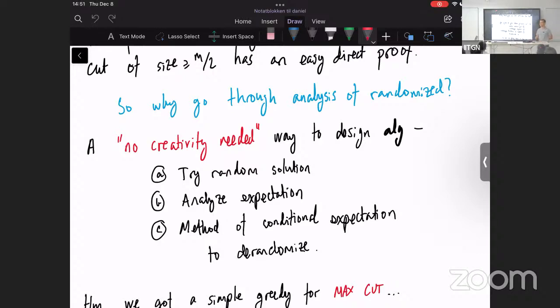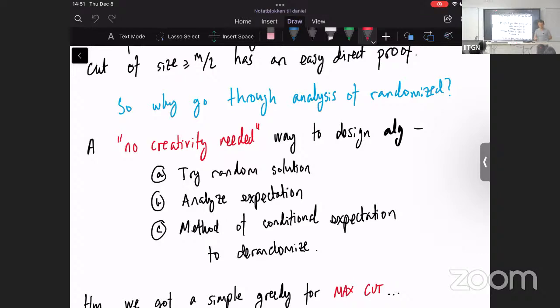But here is one case where you actually do not need any creativity. There are some situations where all you need to do is see what happens if I made all of my decisions at random, and compute the expected outcome. If you're okay with the expected outcome, then there is a method for deterministically achieving at least the expected outcome.